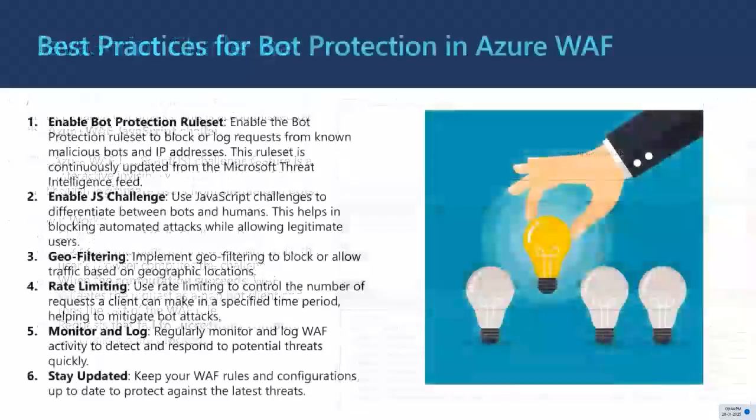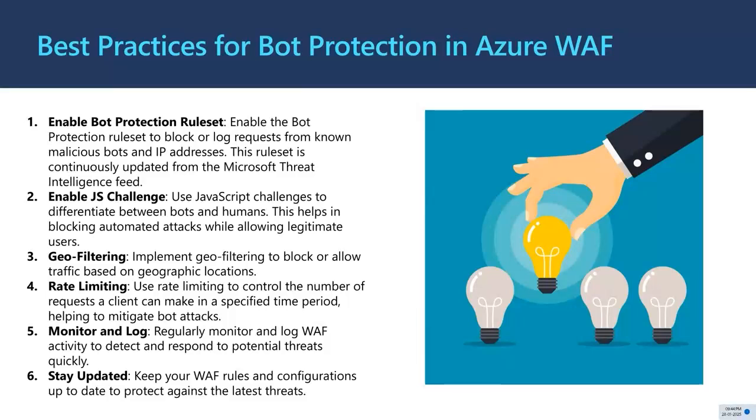Now let's move on to the next section, which is the best practices for bot protection, specifically in Azure WAF. So there are a few best practices that we recommend everyone to follow when we are implementing bot protection in Azure WAF. The first one is to enable the bot protection rule set. Definitely that's a no-brainer. So enable the bot protection rule set to block or log requests from known malicious bots and IP addresses.